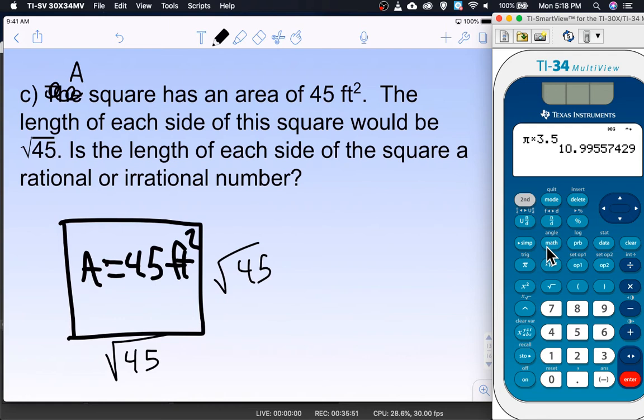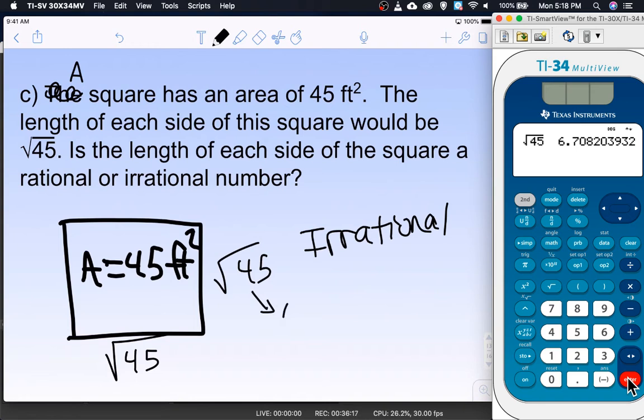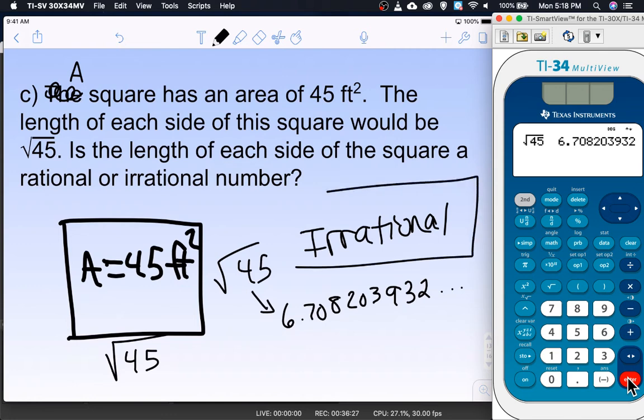Which is true? Is the length of each side of the square a rational or irrational number? Now, I don't know if you know your square roots off the top of your head, but I don't exactly know what the square root of 45 is, because 45 is not a perfect square. I know it's not going to give me a nice, pretty, perfect answer. It's going to be irrational. Because the square root of 45 is like 6.708203932... It goes on forever. It doesn't stop. It does not have a repeating pattern. It is irrational.